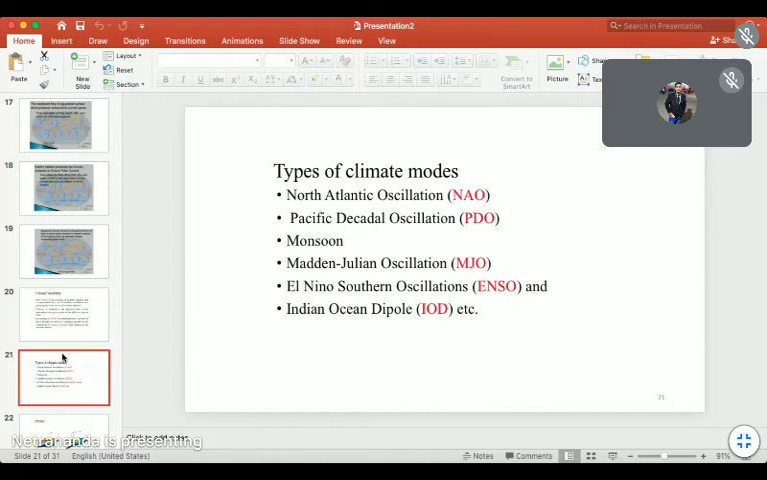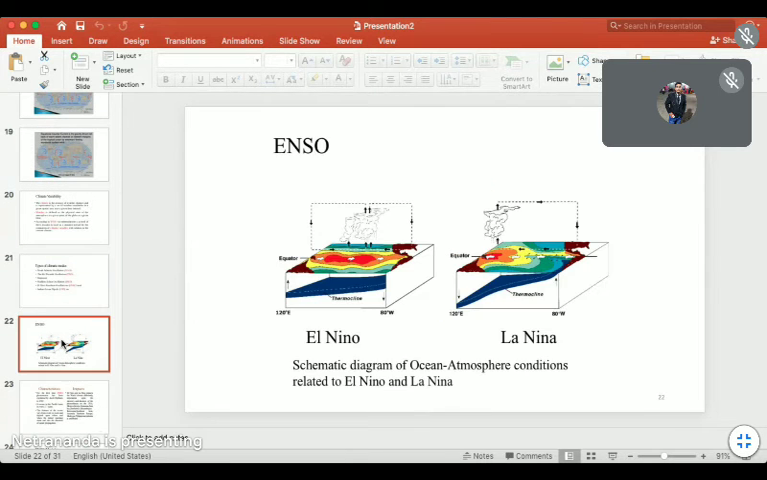And these climate variability phenomena happen only because of a difference or variability, or a fluctuation, in the observations of sea surface temperature in a particular area. You see what is ENSO? Okay, ENSO means El Nino and here is La Nina. The schematic diagram shows ocean-atmosphere conditions related to El Nino and La Nina.